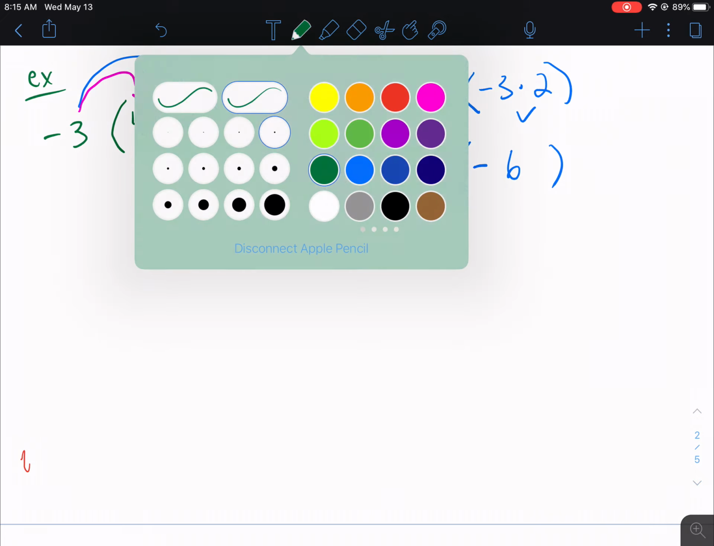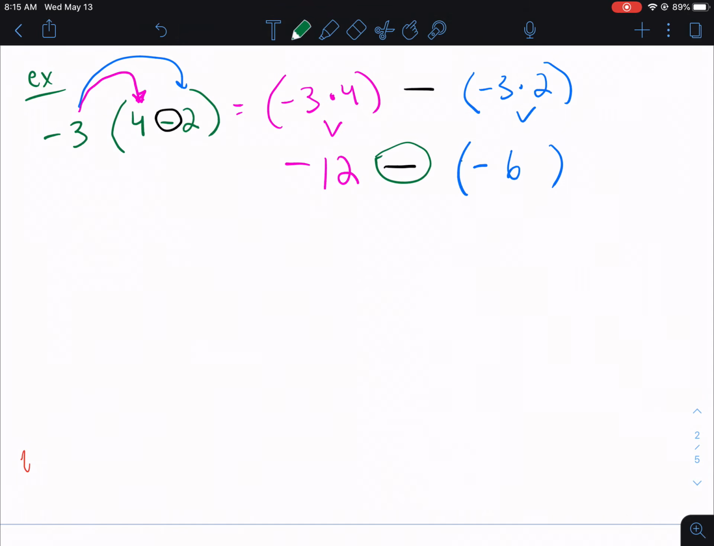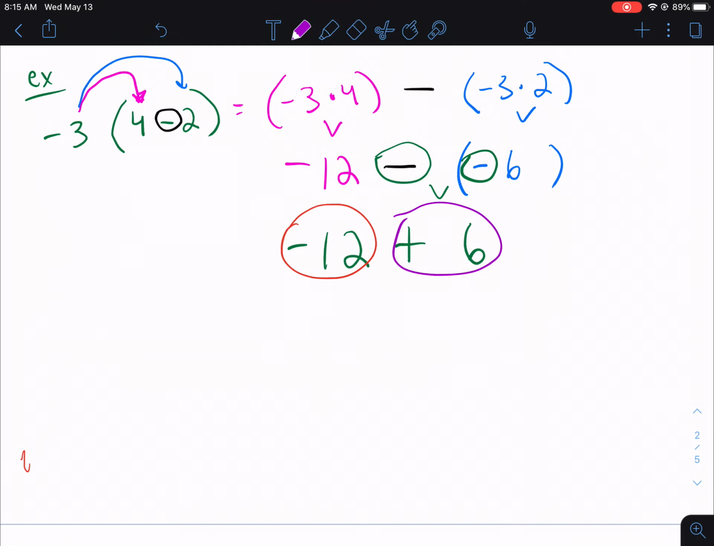Now here, remember, if you have a minus and a negative, you change it to plus. Lo cambian a suma si tienen menos y negativo juntos. So now this is negative 12 plus 6. Now I have different signs. Tengo diferentes símbolos. So I take away, los voy a restar. Which one has more, negative or positive? ¿Cuál hay más, negativos o positivos? Negative. Hay más negativos. So the answer is negative. La respuesta va a ser negativo.